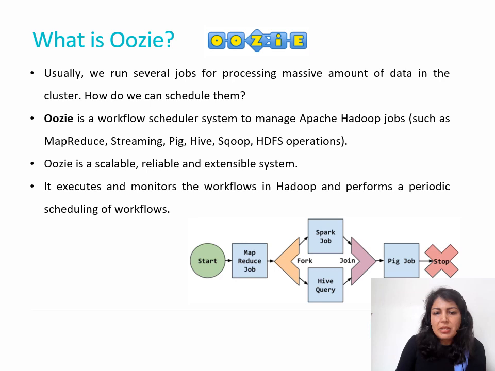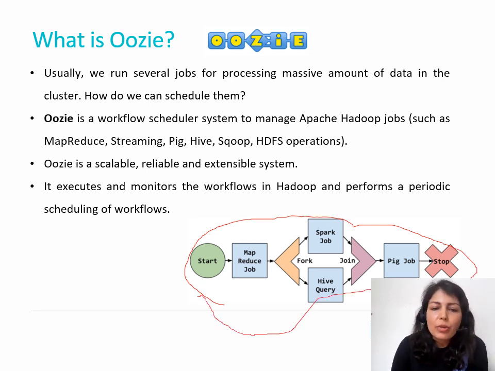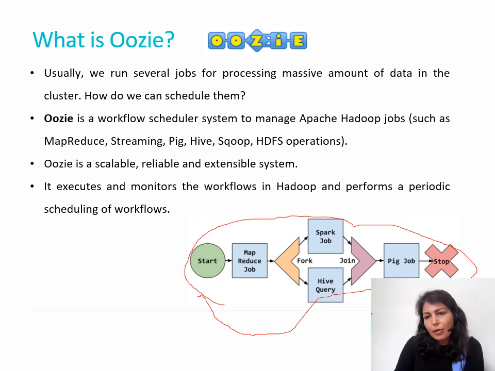Okay, this picture is just a job scheduler flow chart, which shows a periodic scheduling of workflows. Now, as I explained, we just briefly explained Oozie and Zookeeper. And now the main focus of this lecture is on Apache Pig and Hive. So let's start with Apache Pig.